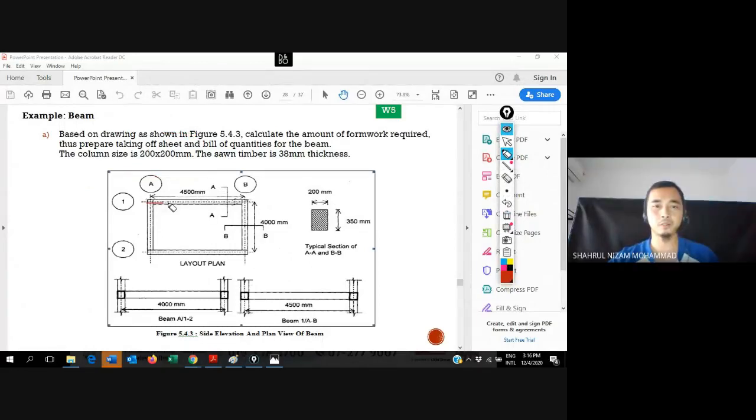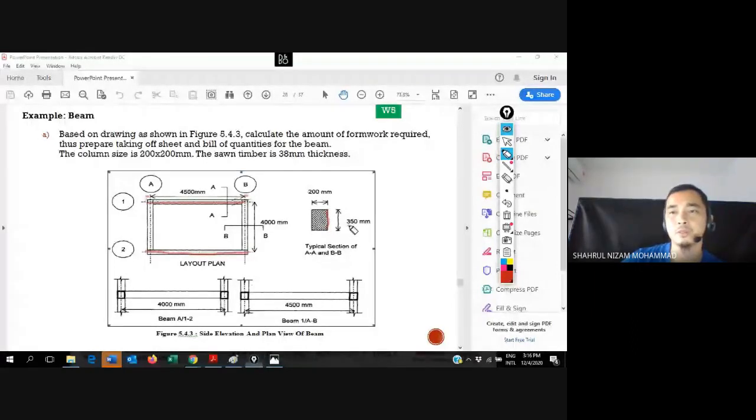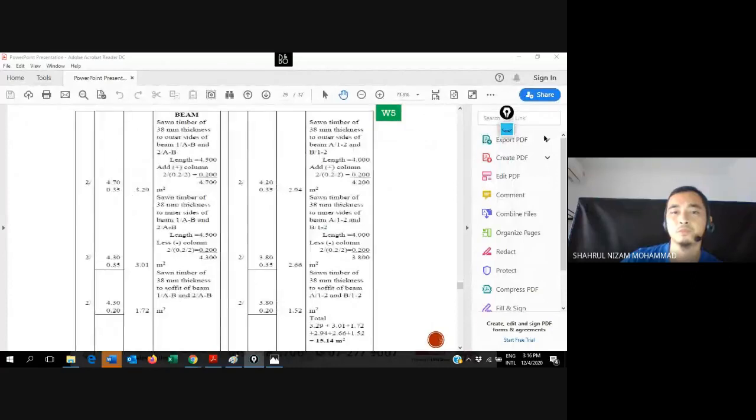Okay, so we have 1 and 2, and these 2 are the same size, so we can do them together. That's why for the timesing it is 2, because we have 2 similar beams here. So 4.5 we need to plus half column and half column because it will not be blocked by other beam and column. And then for the outer side, we need to take this depth, so multiply with 350. Here we multiply with 0.35. So when you multiply 2 by 4.7 by 0.35, you will get 3.29 meter squared of sawn timber.